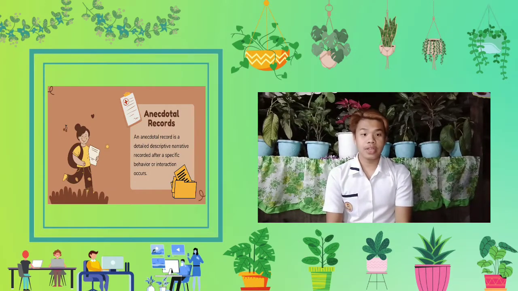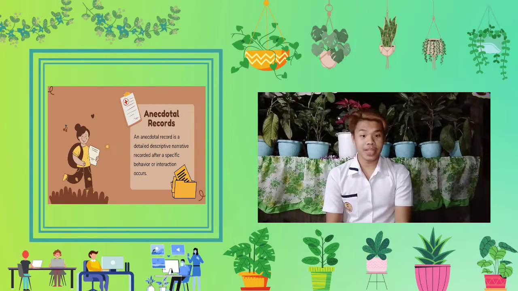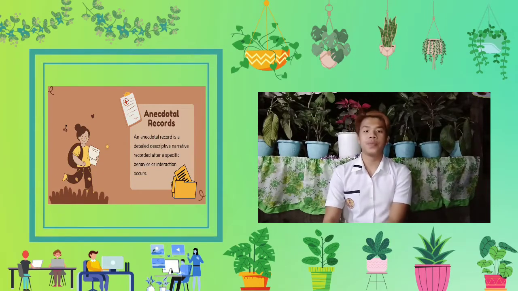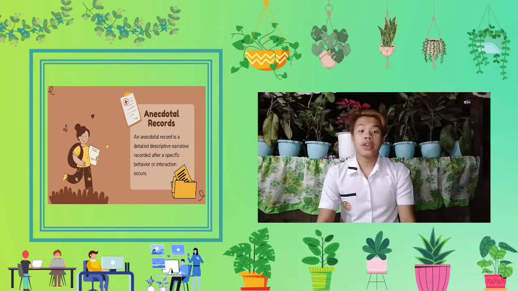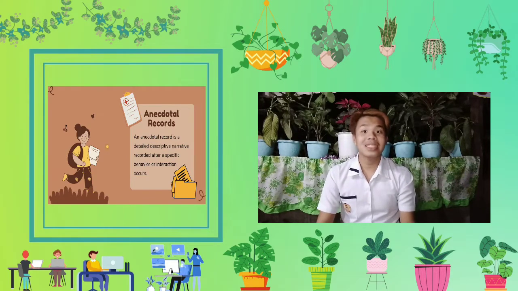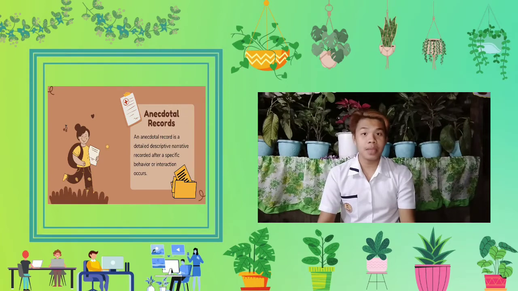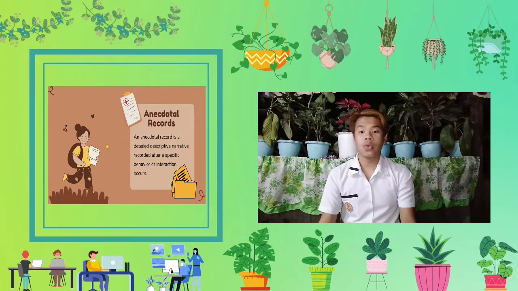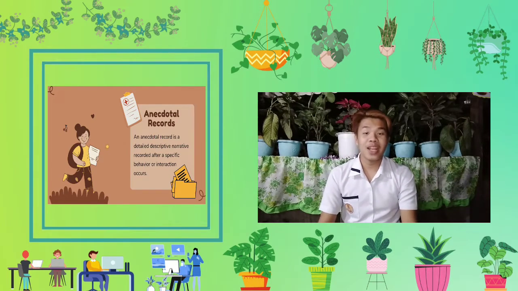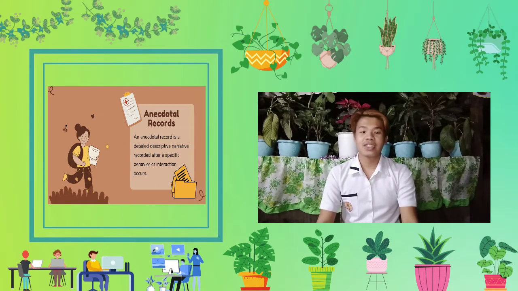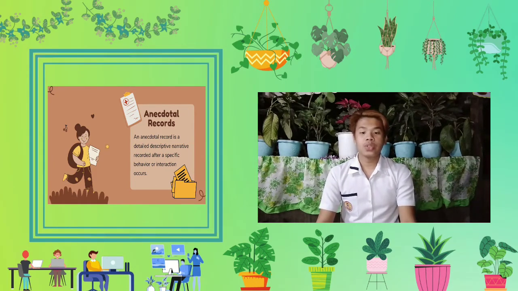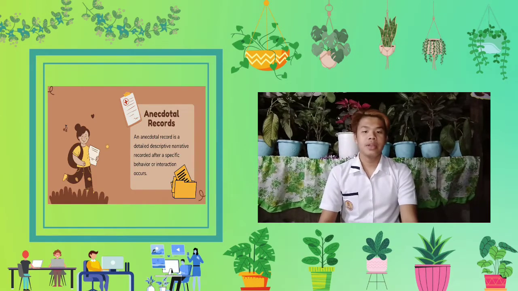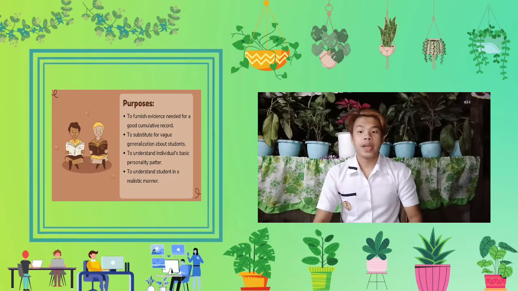An anecdotal record is a detailed descriptive narrative recorded after a specific behavior or interaction occurs. So, anecdotal records are written records or notes of what a child says or does within the context of classroom activities and routines. Also, the use of anecdotal records is one way to collect information about children's development and learning. There's also these records or notes are one way to document your observation. And here are the purposes of anecdotal records.